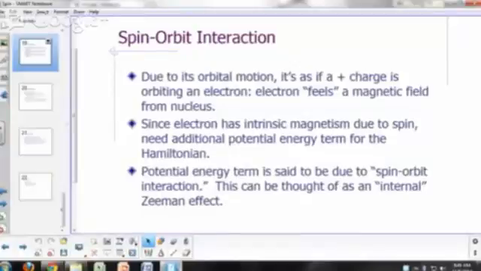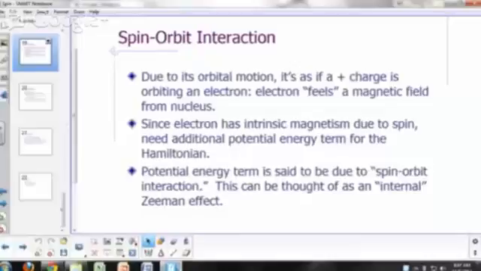Now, there is, in fact, one more thing we do need to consider. Because of the existence of spin, there is a thing called a spin-orbit interaction, and that's what we're going to focus on today. Spin-orbit interaction has to do with the fact that if you have an electron going around a nucleus, imagine you're an observer at the electron, sitting at the electron and looking out and you see the nucleus. What would the nucleus seem to be doing?